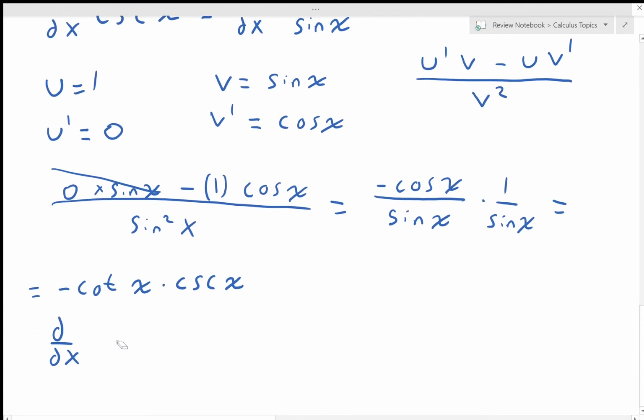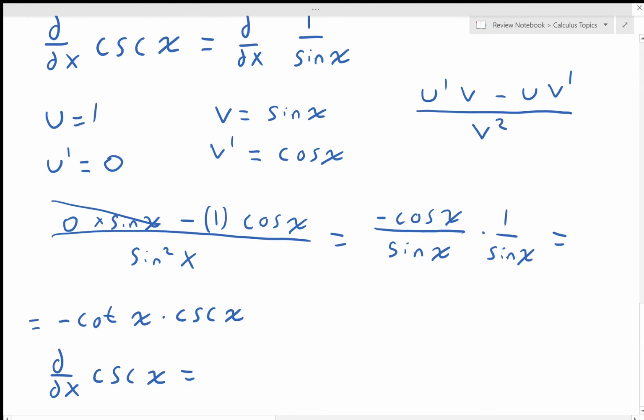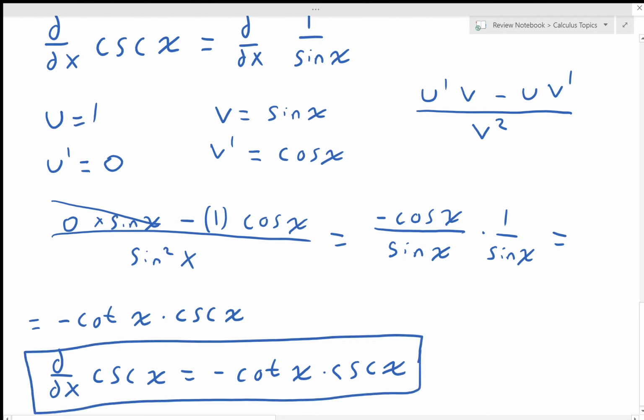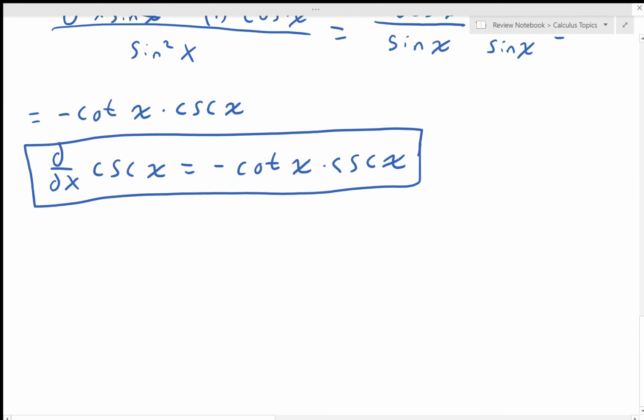derivative, that's next, the derivative of cosecant x would be negative cotangent x times cosecant x. So I want to make sure I did that right. Yep. Alright, so we got 2 more. We're going to go to the derivative of secant x now.